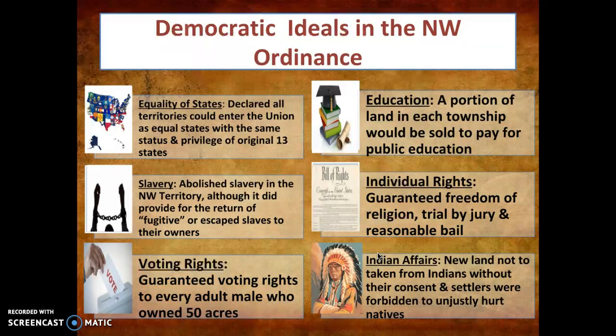In the Northwest Ordinance, it did say that land would not be taken away from Indians without their permission, and that settlers were forbidden to hurt the natives. This one kind of got pushed to the wayside, unfortunately. But there were many, again, important precedents, examples set in this document that we still see today.